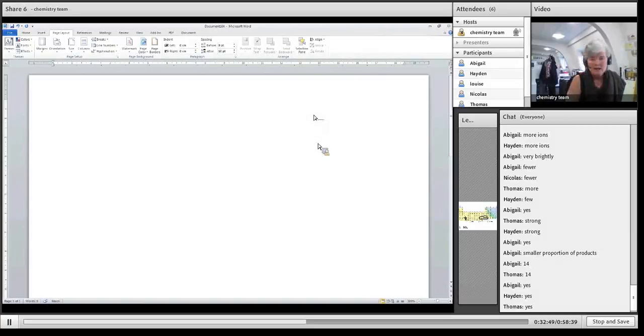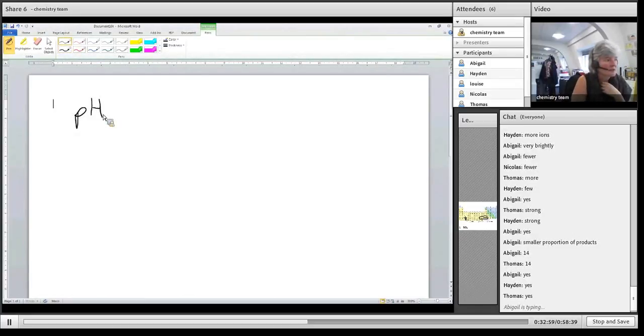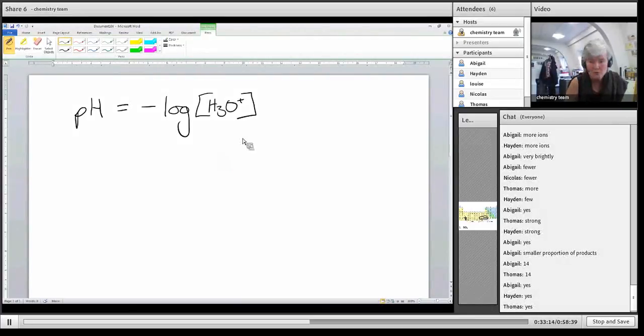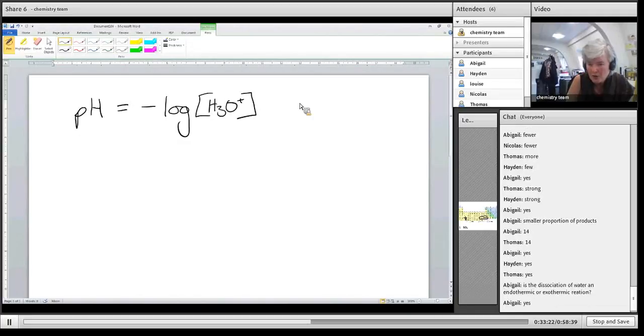So, the equation you need to know to calculate the pH is this one. Okay, so you need to learn that one off by heart. The next thing you also need to do is work out how to do logs on your calculator. So do you all know how to use logs on your calculator?